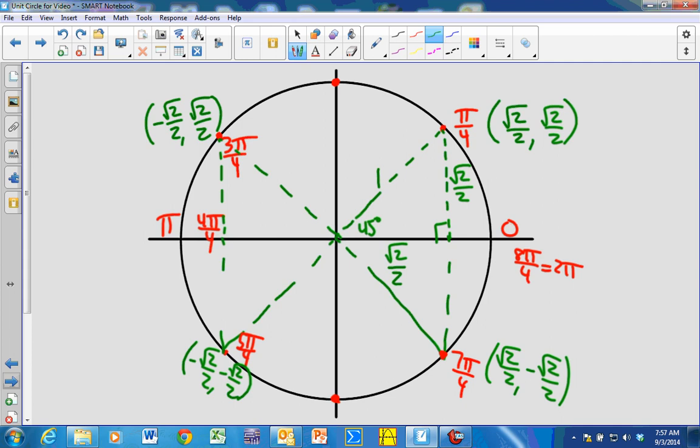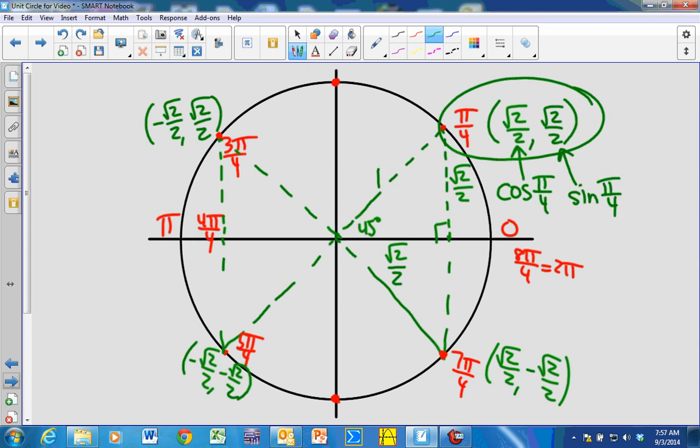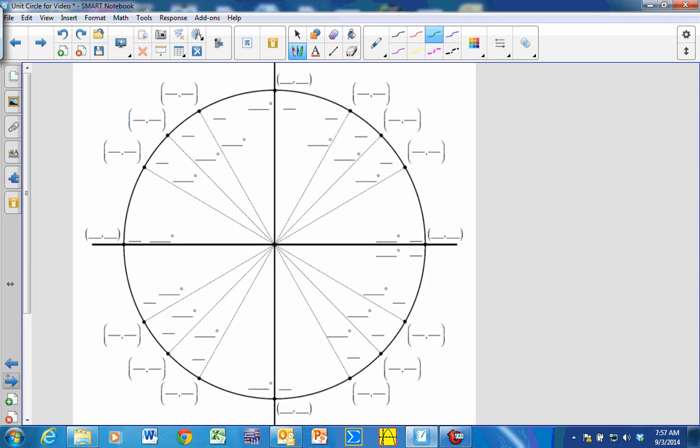So again, same thing. Really, I only have to know this value, and then it matches everything else. And this happens to be cosine of pi over 4, and this happens to be sine of pi over 4. So that's just a way we can memorize things. So to fill in our entire circle, I'm going to fill in part of it, and then we're going to fill in the rest in class so that we can talk about what we learned here.